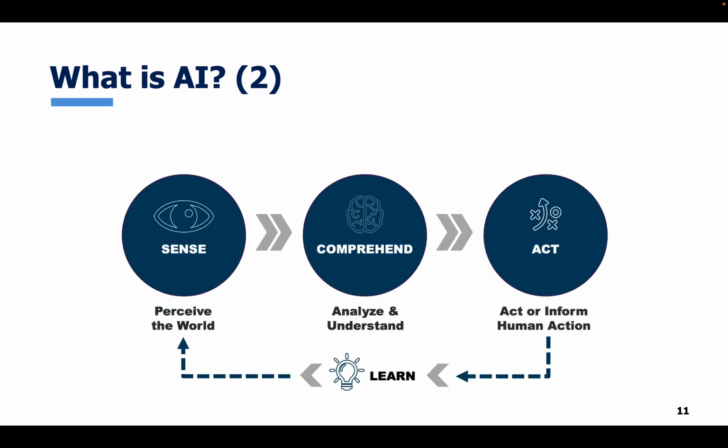So I'm going to give you my definition. My definition is simply sense, comprehend, act. Those are the three components that make it AI. There is something that is perceiving the world. This could be just simply scraping a data that is in a database somewhere and sensing the elements of that data. Or it could be a sensor that detects you coming up to the grocery store.